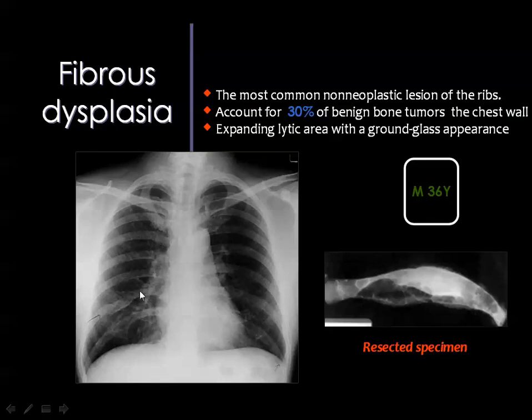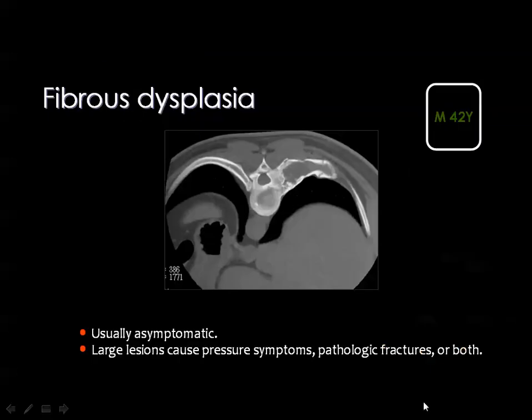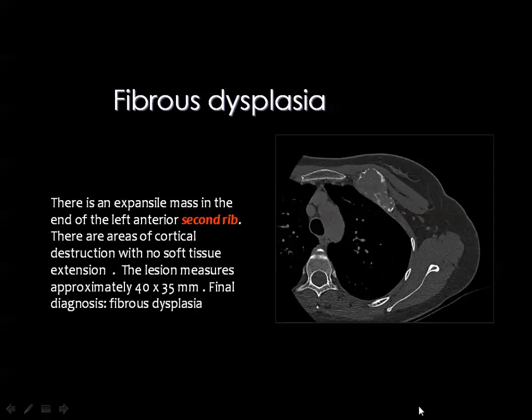Then you can see that this rib is almost involved. The posterior part is totally involved by an expanding lesion showing ground glass configuration, and this is the resected specimen representing the fibrous dysplasia. And this is the appearance of fibrous dysplasia in the CT scan. The posterior part of the rib on this side is expanded, and you see the cortical thickening. There is no destruction, there are no extraosseous soft tissue components.